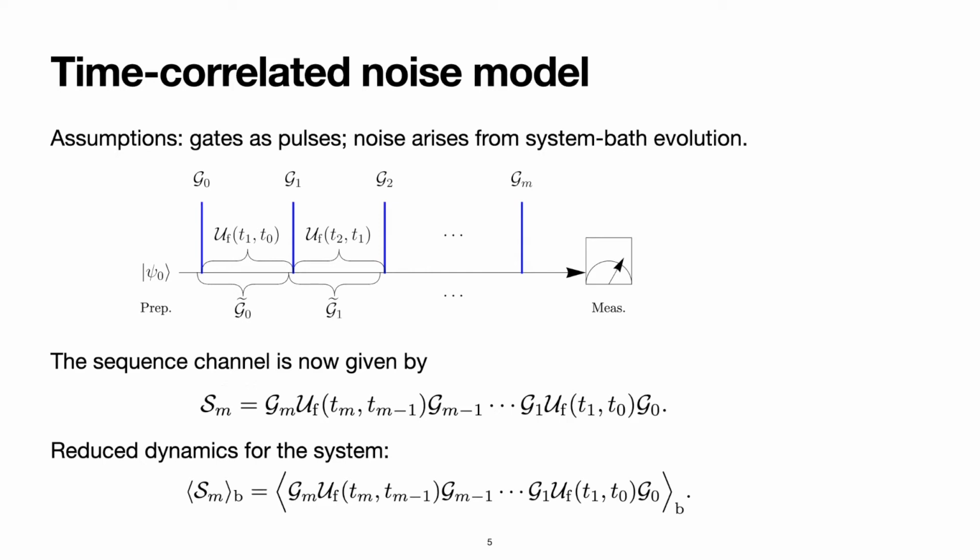Note that we can always split the noisy G tilde into the ideal gate followed by a pure transformation under the noise. So our assumption basically states that the noise arises purely from the unitary time evolution with a surrounding bus. Under this assumption, we can write the sequence channel as the following product of gates and unitary time evolutions. Focusing on the reduced dynamics of the system by discarding the information of the bus, we have a CPTP noise map for the system.